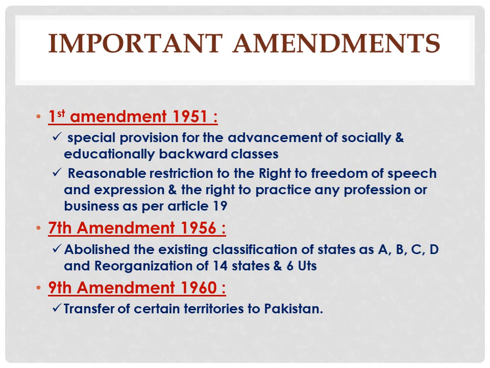Next important amendment is the 7th Amendment. It was made in 1956. It abolished the existing classification of the states as A, B, C and D, and provided for reorganization into 14 states and 6 union territories. It extended the jurisdiction of high courts to union territories. As per this amendment, it also provided for the establishment of a common high court for 2 or more states.